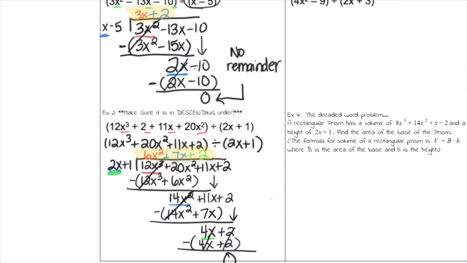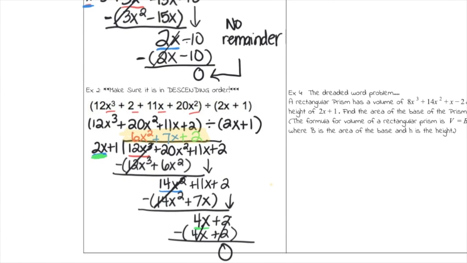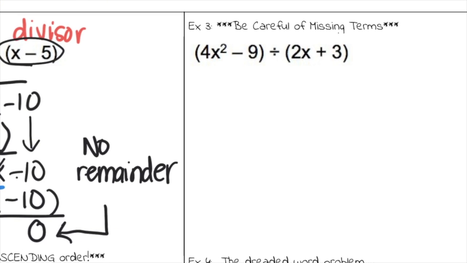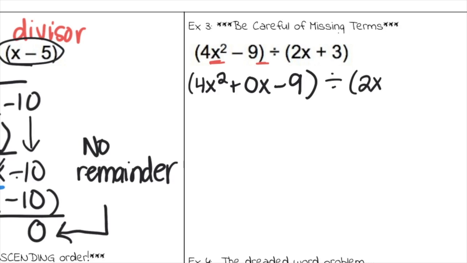All right. So the next one is actually missing some terms, which we're going to correct. We can miss several terms, so keep that in mind. But for this one, I have an x squared, and then I have no x. So I'm missing that x term. So when I rewrite this, I need to rewrite it with a placeholder. So I have 4x squared plus 0x, because I don't have that x term, and I'm going to put 0 as a placeholder, minus 9. And I'm going to divide that by, excuse me, 2x plus 3.